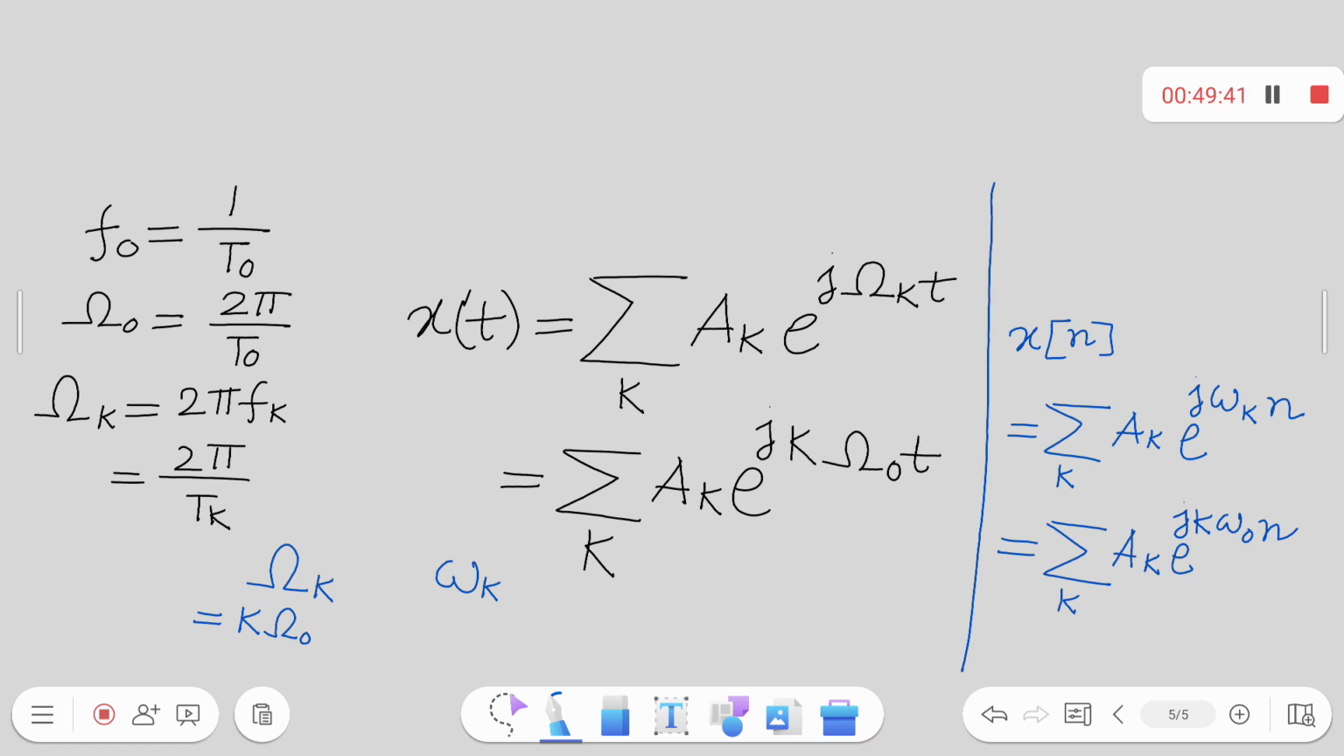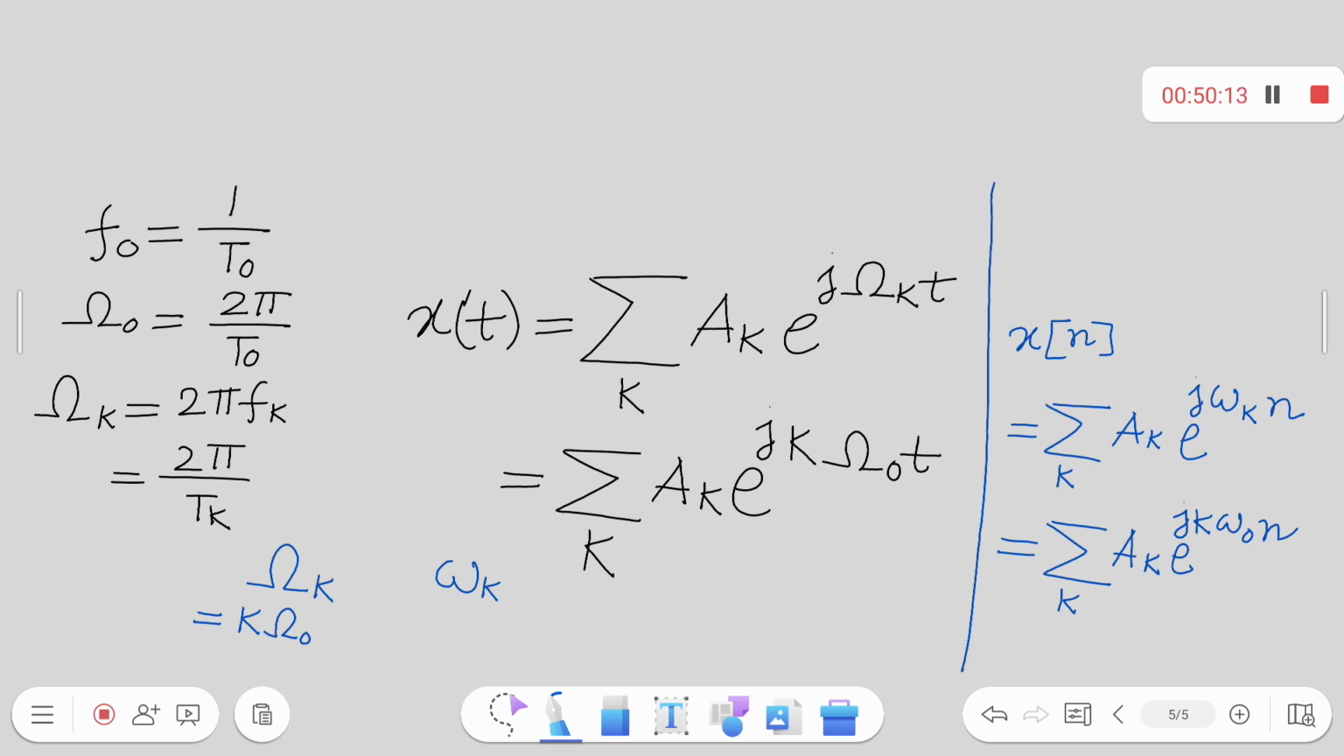Omega naught is the fundamental frequency. Omega naught is given by 2 pi f naught. F naught is the Hertz frequency, and omega naught is the angular frequency. So this is the fundamental frequency, the frequency of the signal x of t that I am going to decompose. And this omega_k, represented by k times omega naught, is known as the harmonics.